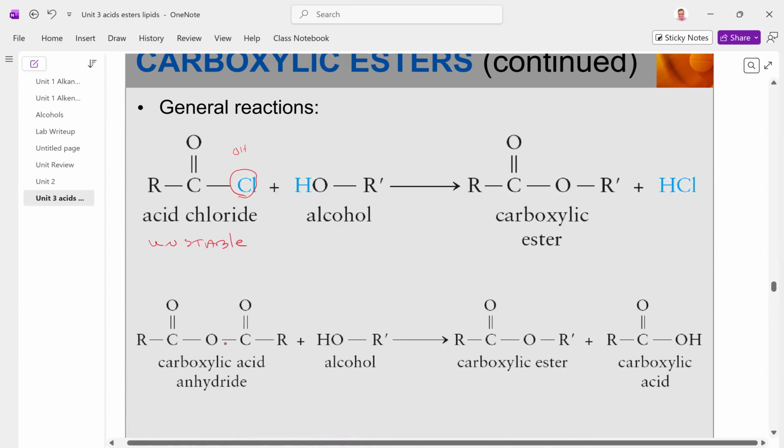And this is much more stable. So this is a very high yield reaction.